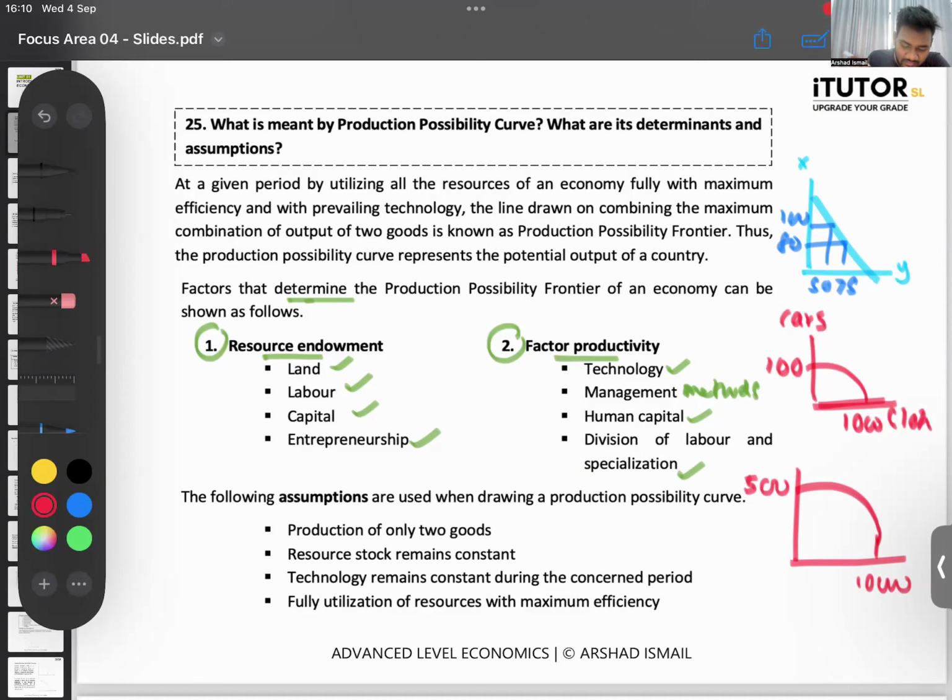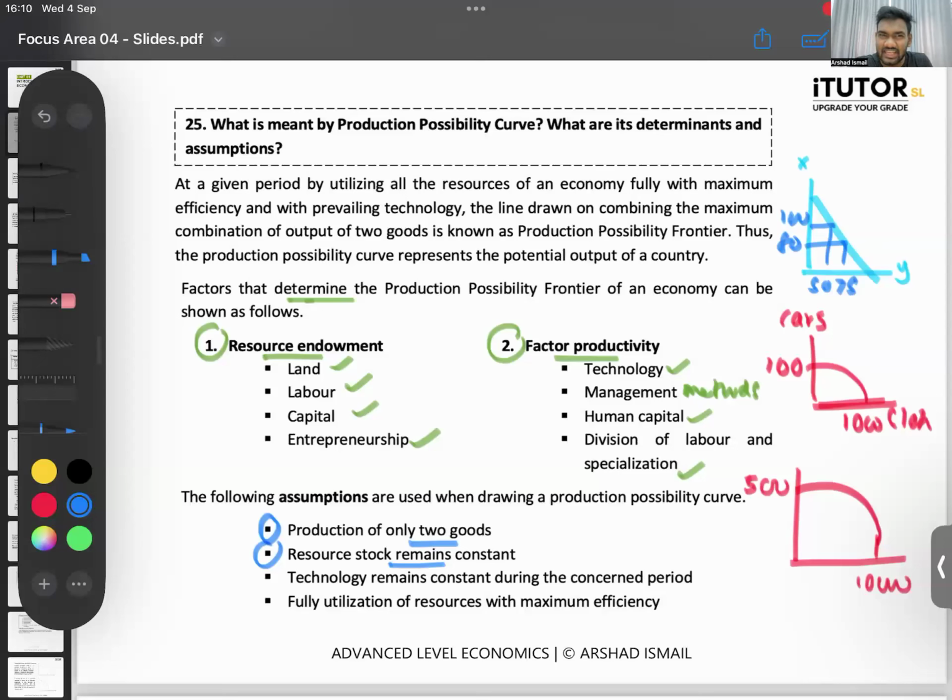The assumptions of a PPC are, number one, we assume that a country produces only two goods, because otherwise you can't draw the graph. How are you going to put hundreds of goods in a graph? So here the two goods are the two different axes. So that's one assumption we make. We also assume that the resource stock is constant. When drawing the PPC, we make an assumption that the stock is constant. That's how we can draw the PPC.